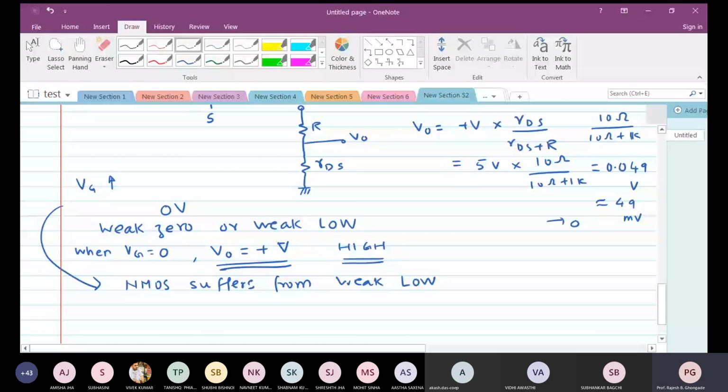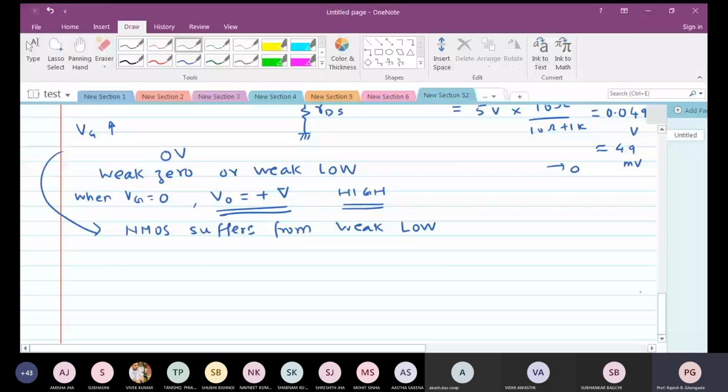Also, we have to make sure that the load resistance R is such that whatever the drain current is, it does not make VDS large. So the design will be based on that. Is this fine?